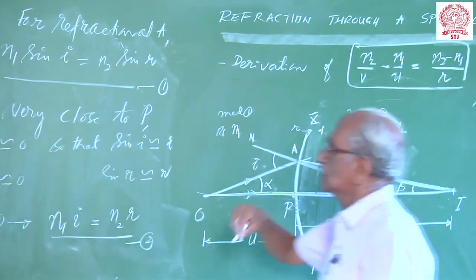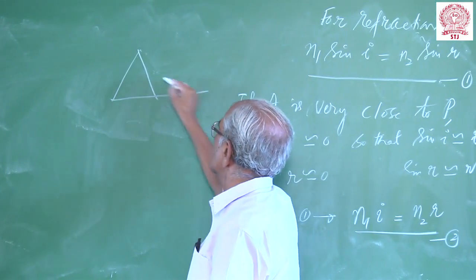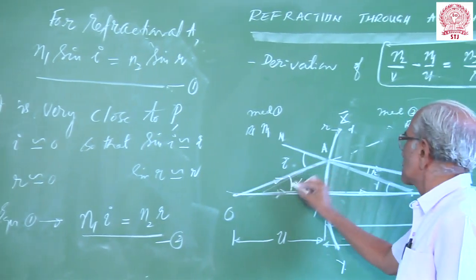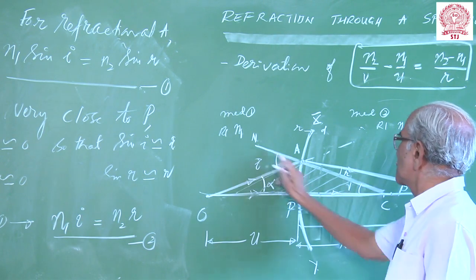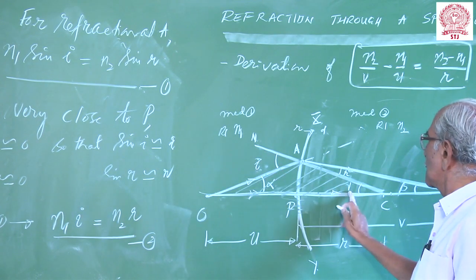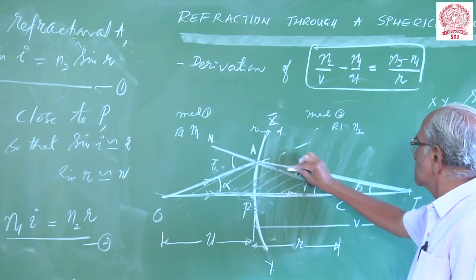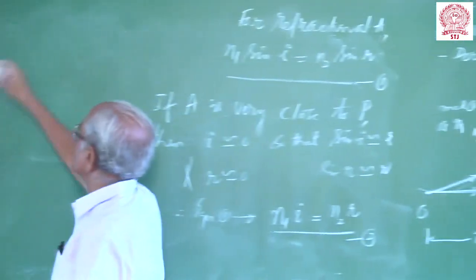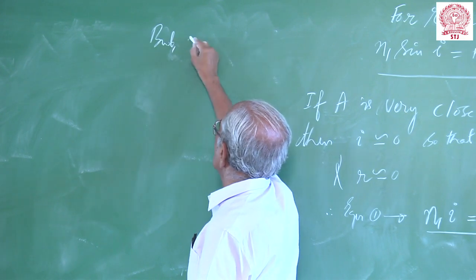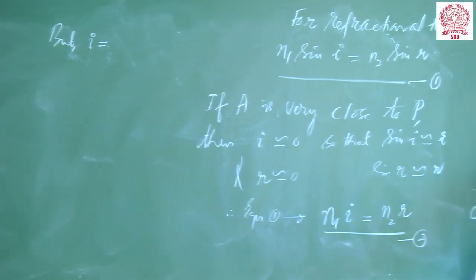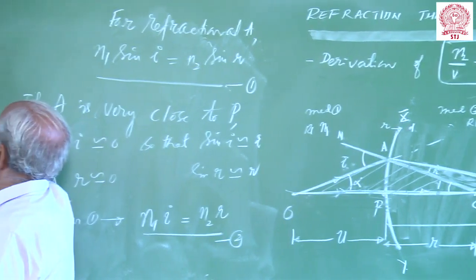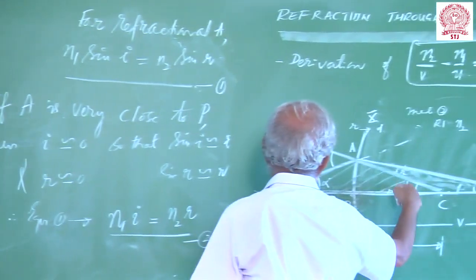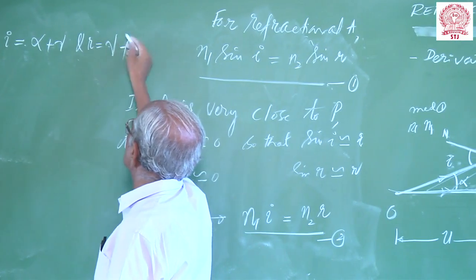Now look at the figure. What is i? In any triangle, the exterior angle is equal to the sum of the interior opposite angles. Observe this triangle. This side is produced, i is exterior, so i is alpha plus gamma. Similarly, in this triangle, gamma is r plus beta. So from the figure, i is alpha plus gamma, and r is gamma minus beta.